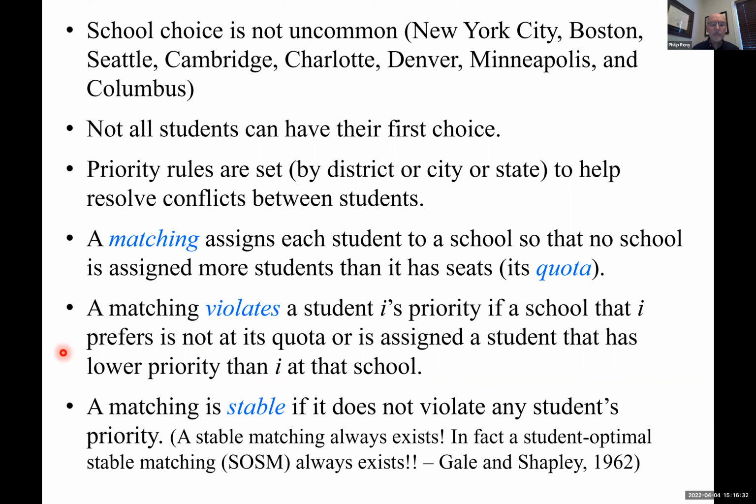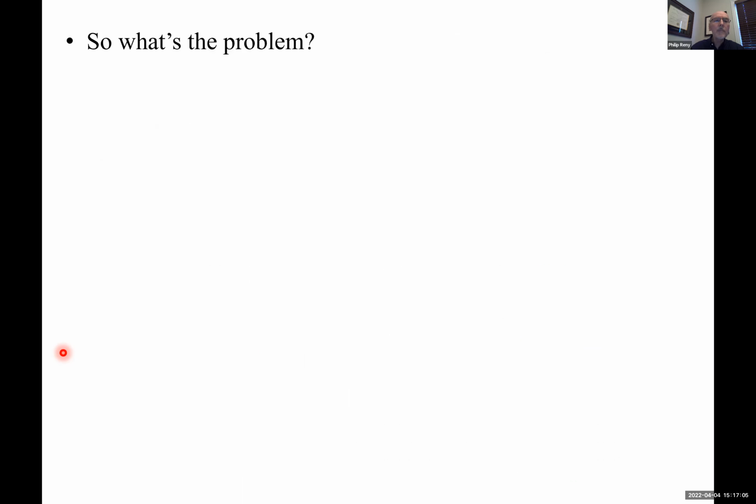So, yes, the remarkable thing, of course, that we all know very well, but still amazing, is that a stable matching always exists. Moreover, there's a student optimal stable matching. That is, there's a stable matching that all of the students agree is at least as good as every other stable matching. So there's no disagreement among the students when they are ranking stable matchings. There's one that's best.